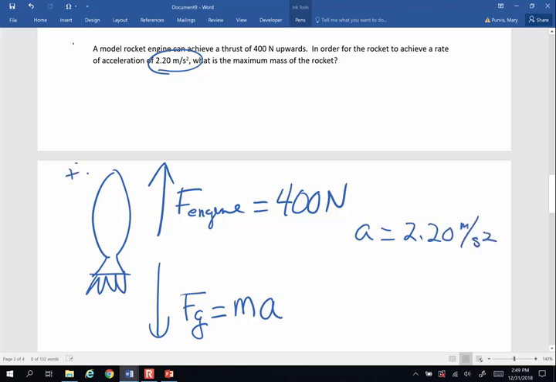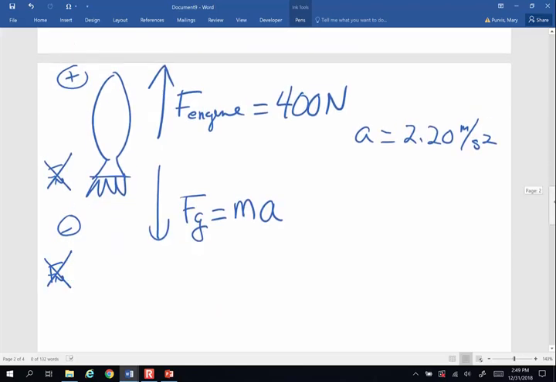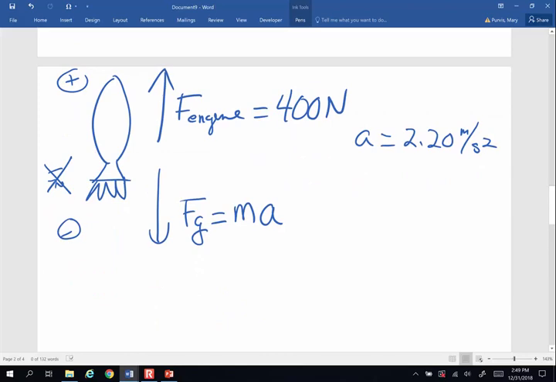I'm going to call up positive, I'm going to call down negative, and this rocket is in mid-flight. It is not sitting on the ground, so there is no normal force. There is not a normal force on this rocket. You have to have the supporting force of a surface in order to have normal. So, force of the engine minus force of gravity, why is it minus? Because it's in the opposite direction, is going to make my mass accelerate.